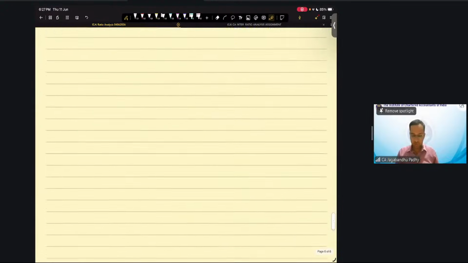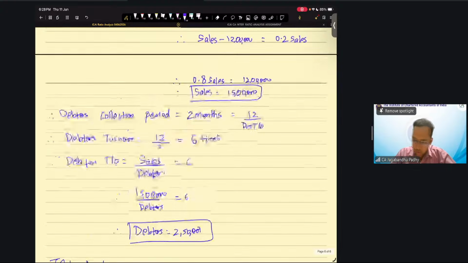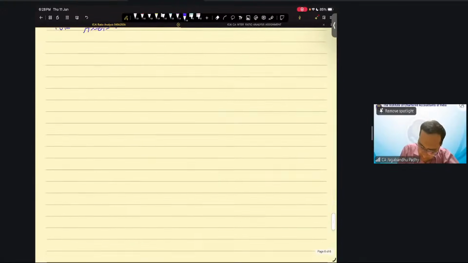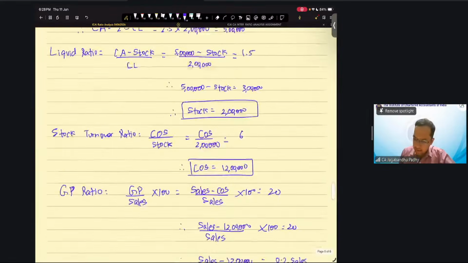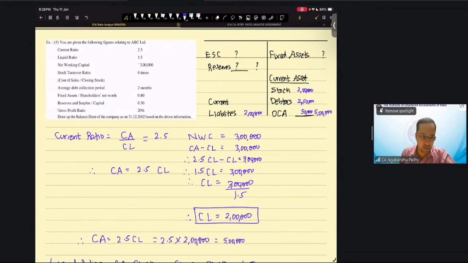Okay. So let us go for the total of all assets. Total assets is going to be fixed assets plus 5 lakh. Total liabilities is going to be current liabilities plus the net worth, because there is no long-term debt given in the question. Okay.